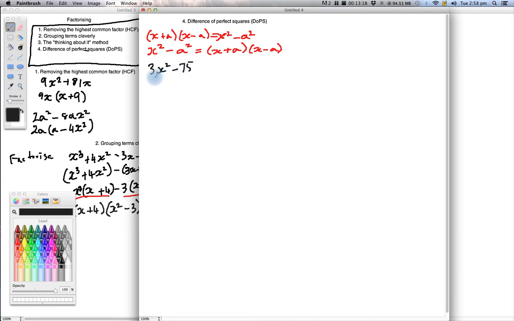Well, the first thing you notice is it's not in this form here. So what we're going to do first is our method 1, remove the highest common factor. So we'll do that first, and we notice that 3 is a factor, x squared, and there are 25 3's in 75. Okay, so now it does look like this. So I'll write it out again to make it really obvious for everyone that 25 is actually 5 squared. So here our a is 5. And now we can just finish it off using our formula.